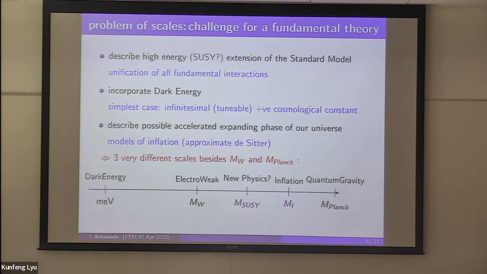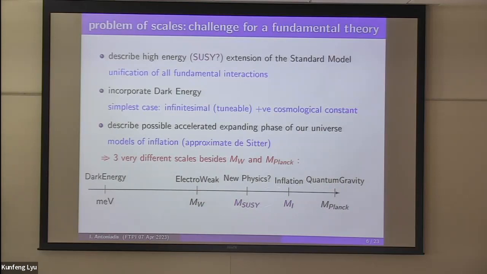And I put here two scales that are associated to physics that is not confirmed experimentally, but it could be there for various reasons. One is the scale of inflation, which provides a way to explain why the universe is flat, and also gives a prediction for fluctuations which are consistent with the CMB. But we don't know where the scale is.